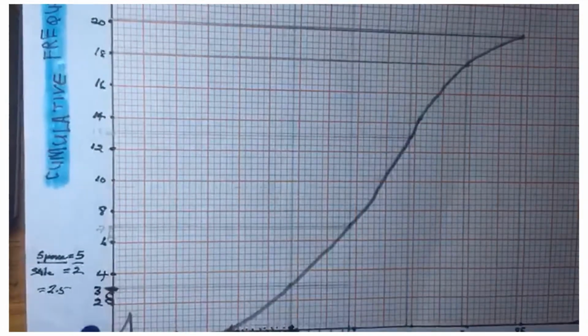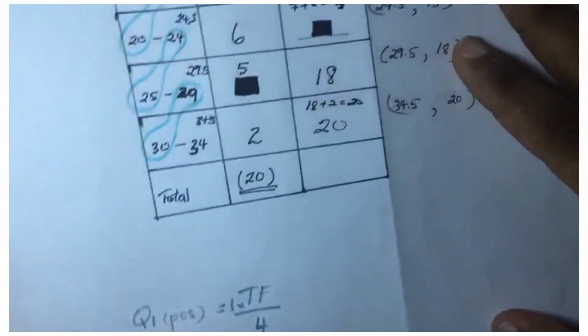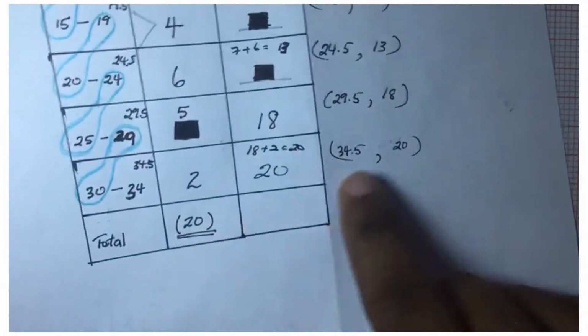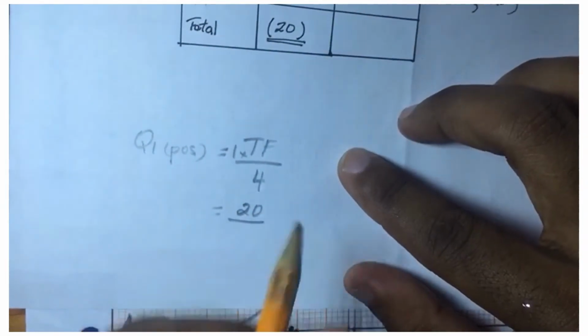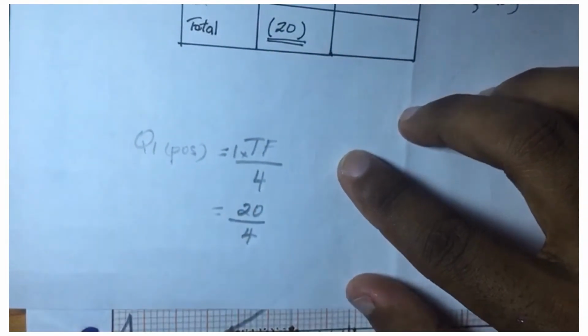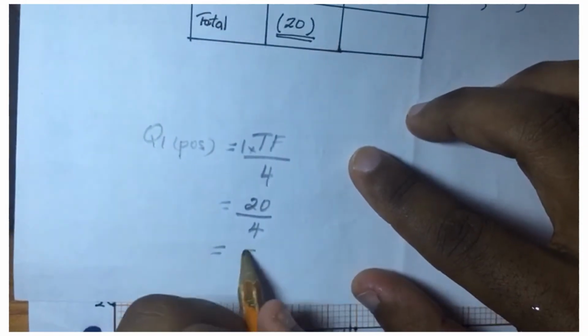So the total frequency would have been 20. And if you look back at our graph, total frequency 20, total cumulative frequency 20. So to calculate where my Q1 would be, it would be the total frequency, the 20, divided by the 4. When you check it out, you're going to get 5.